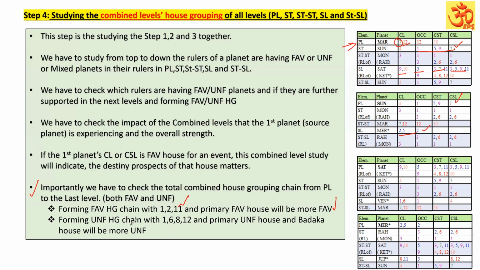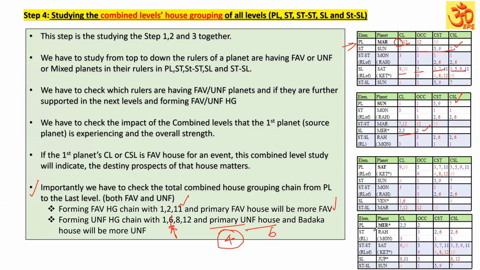Similarly, it forms an unfavorable house grouping chain with 1, 6, 8, 12 and the primary unfavorable house, and if the Badhaka Lord is also present, it will be more unfavorable. The sixth house can be taken as unfavorable only when the sixth house is considered an unfavorable house for the event. Otherwise, 6 need not be taken. Only 8 and 12 can be taken. For example, for the event of marriage, the unfavorable primary house is the 6th house. Suppose for the event of childbirth, the unfavorable primary house is the 4th house. Along with that unfavorable primary house, the 8th house and 12th house also play a role in the grouping.